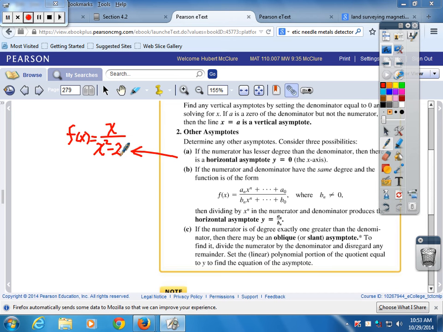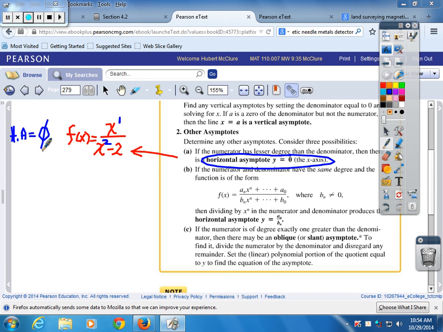What's the degree of the numerator? The degree of the numerator is 1, because it's x to the first. What's the degree of the denominator? 2. So, if the numerator has a lesser degree than the denominator, then the horizontal asymptote is what? It is 0. So in this case, your horizontal asymptote is equal to 0, whenever the numerator has a lesser degree than the denominator.